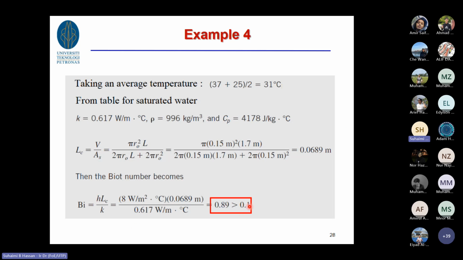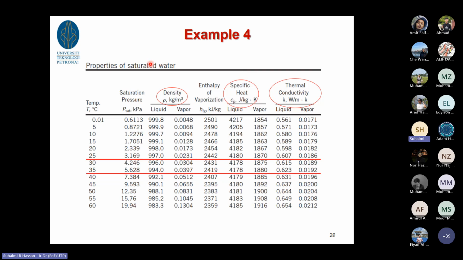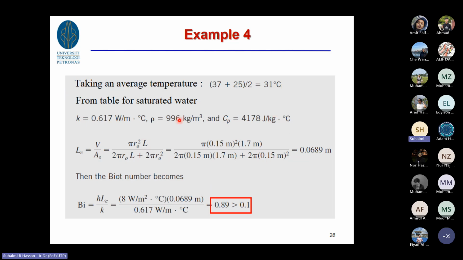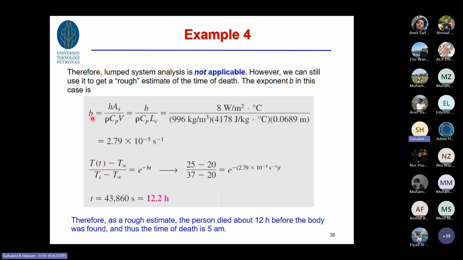Then you got 0.9. And then from these properties, we got this data. Then we calculate b, we got b 2.78 times 10 to the power of minus 6. So the time taken from this equation, final minus ambient over initial minus ambient equals exponential of minus bt, you got t 12.2 hours. So, as a rough estimate, the person died about 12 hours before the body was found.